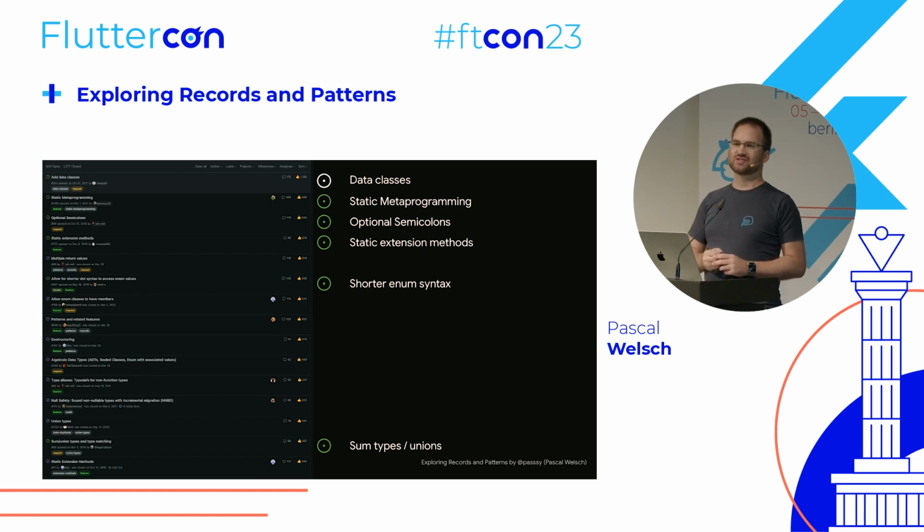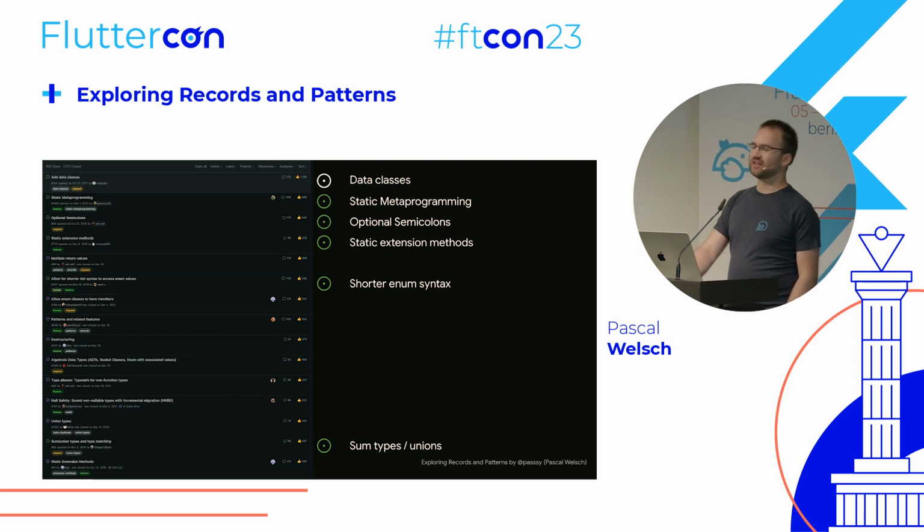Optional semicolons is highly rated, but it basically gives us no real value. In fact, if we would remove semicolons, parsing of our Dart code would be slower, and we would have longer compile times. And I think adding a semicolon here and there is quite fine. Static extension methods is something that is highly rated and probably a low-hanging fruit. So I expect this to land soon. Soon as in at least a year.